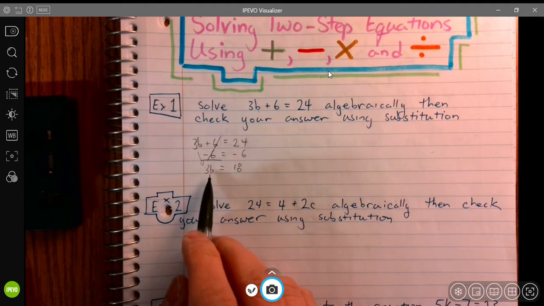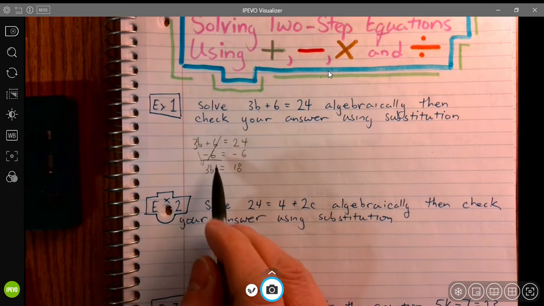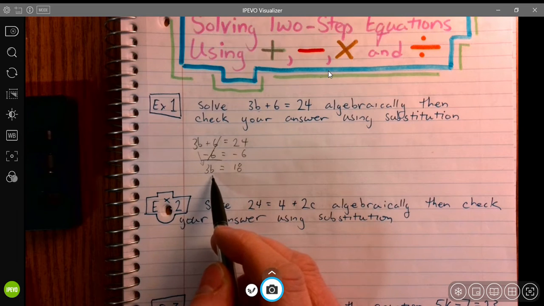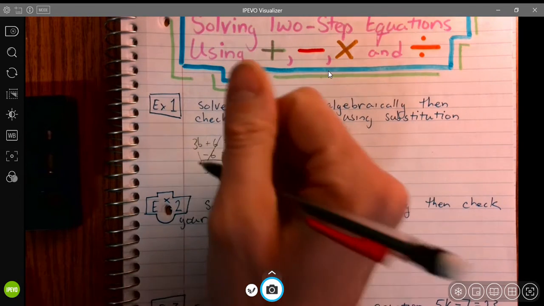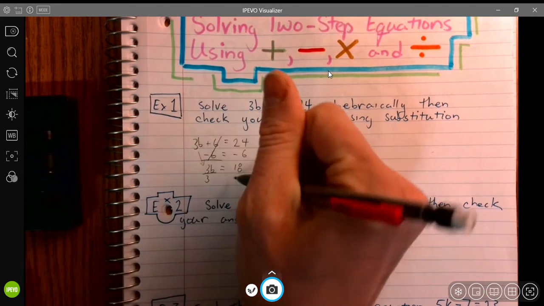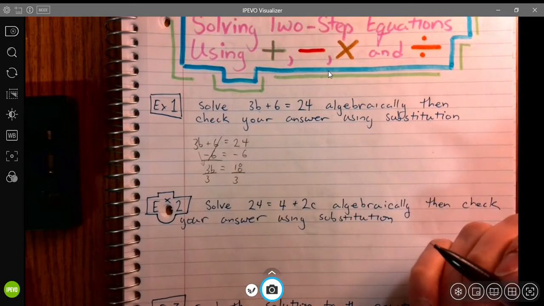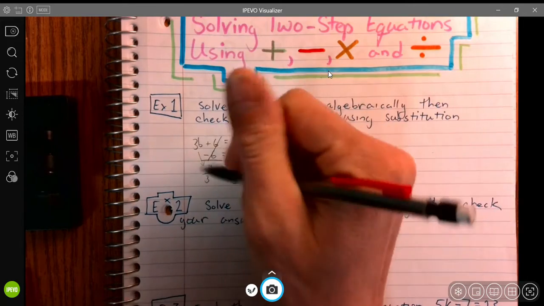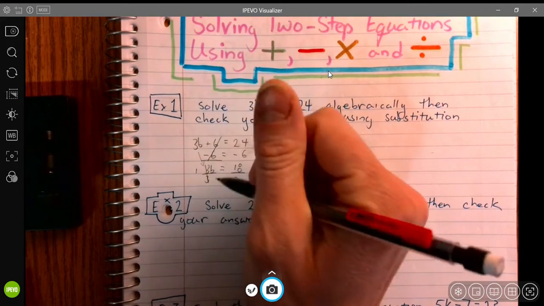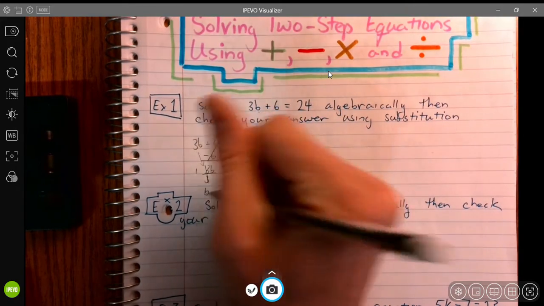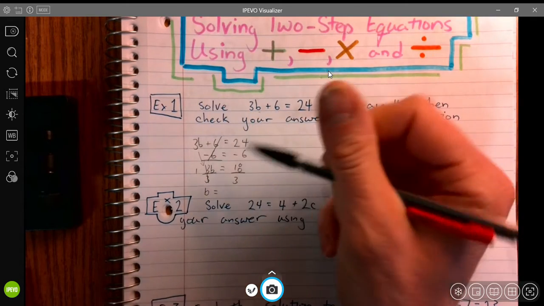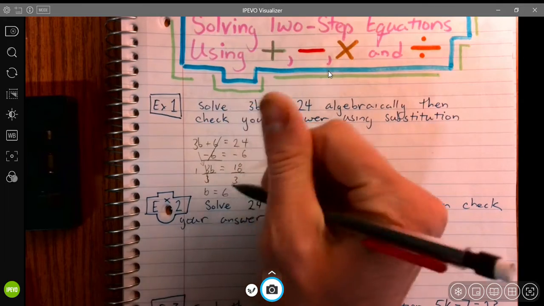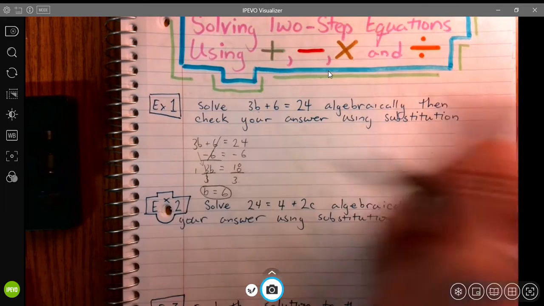Remember, this is 3 times b is equal to 18. I want to get that variable alone. So I'm going to perform the inverse operation of multiplication, which is division. I'm going to divide both sides of the equation by 3. On the left, I have 3 divided by 3. Well, that's just going to be 1. So I'm just left with b. And on the right, I have 18 divided by 3. 18 divided by 3 is 6. Okay?